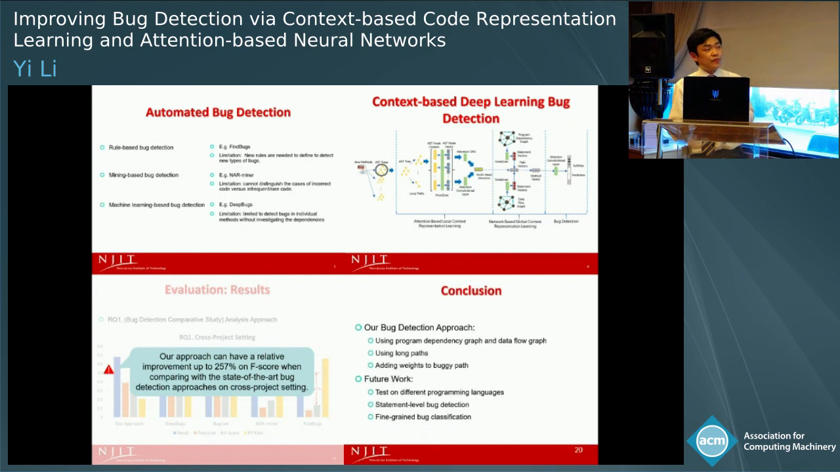So as a conclusion, our bug detection approach use program dependency graph and data flow graph to catch the global context, which is the relationship between the methods. And we use the long path to represent methods instead of using the AST directly, which is a better way to represent the code content and the code structure. And also, we add weights to specialize our model for the bug detection problem.